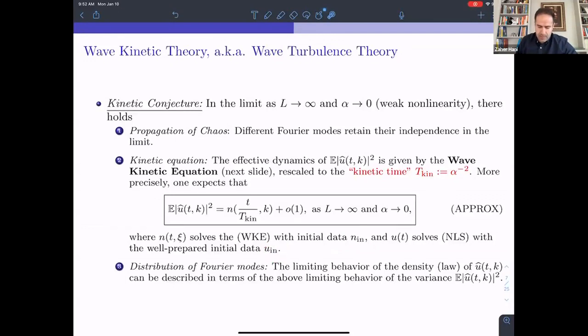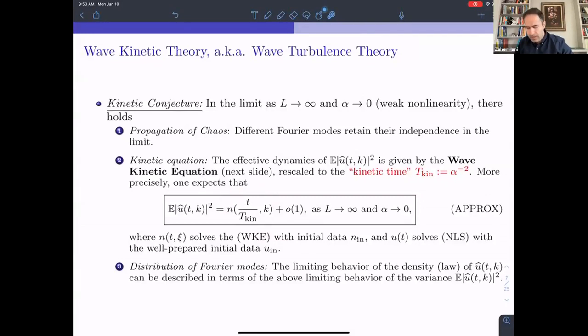And finally, the third point of this kinetic theory is that we can even try to understand more about the distribution of the Fourier modes at later times than just their second moment or their variance. We can get an understanding of the limiting behavior of the density of u hat of t, k, and this density can be described using this same wave kinetic equation. Okay. So this is the kinetic conjecture.